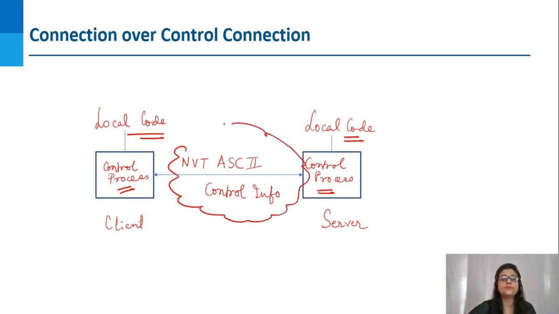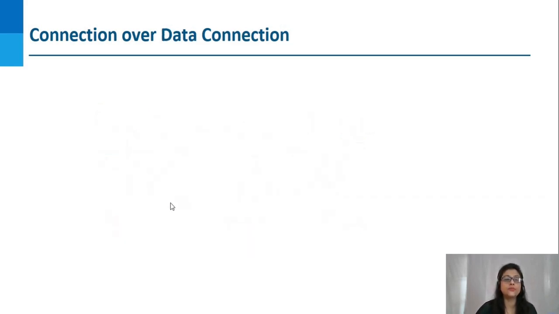through the internet, is the NVT ASCII character set, because the local code has to be converted to NVT character set, and along with that it is basically the control information. Control information is converted to NVT character set. It goes to the control process of the server and gets converted to the local code for the server to understand what the client wants. So this is the connection over control connection.